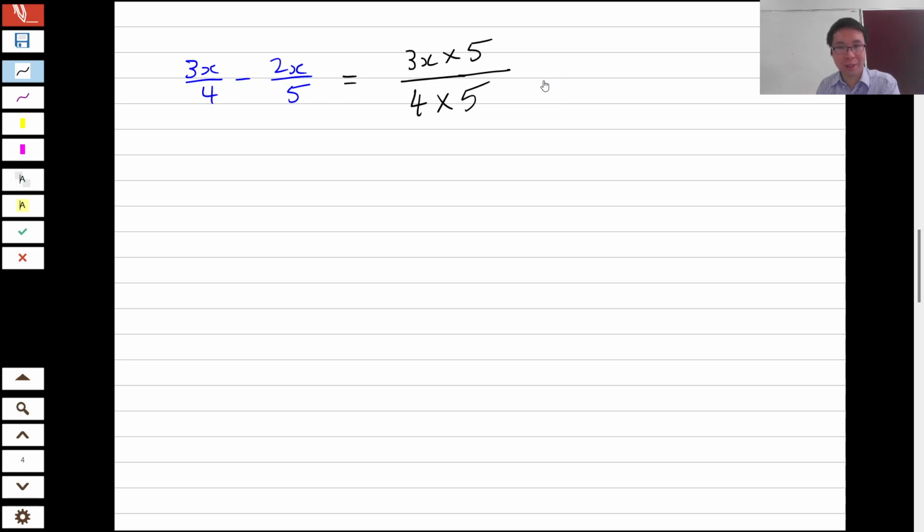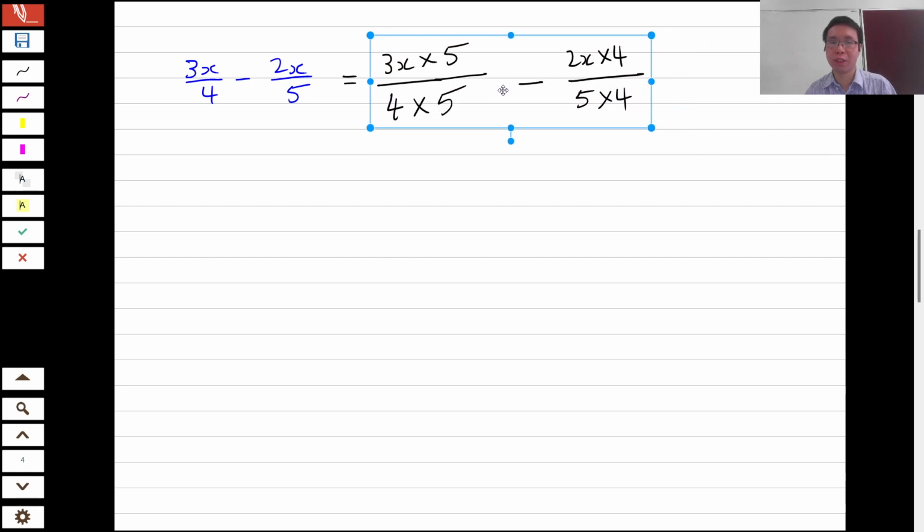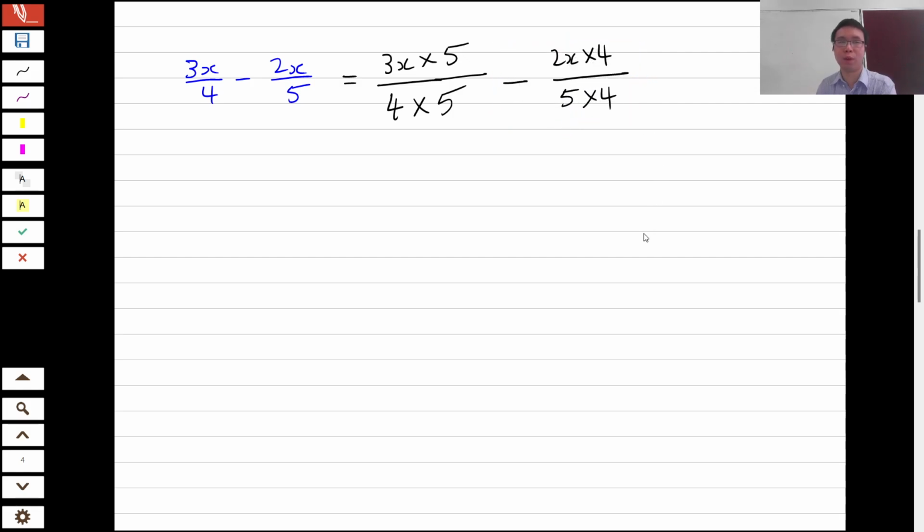Now here we are minusing. It's not adding, so it's essentially the same. Convert the fraction and then minus instead of plus on top. Now to convert 5 to 20, I need to multiply by 4. If I do it on the bottom, I have to do it on the top as well. So now I've got 3x on 5 over 4 times 5 and 2x on 2x times 4 over 5 times 4. So now we can simplify. This gives us 15x over 20 minus 8x over 20.